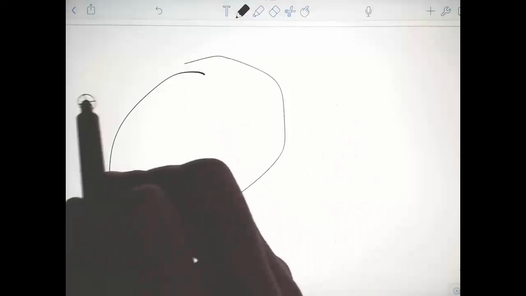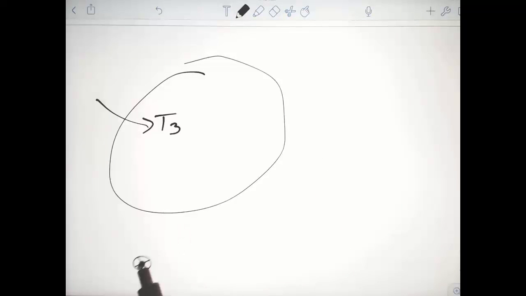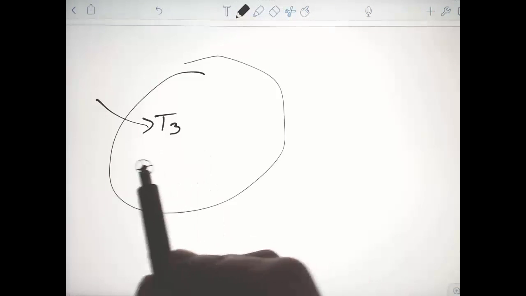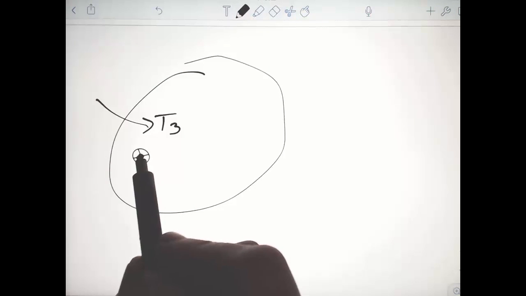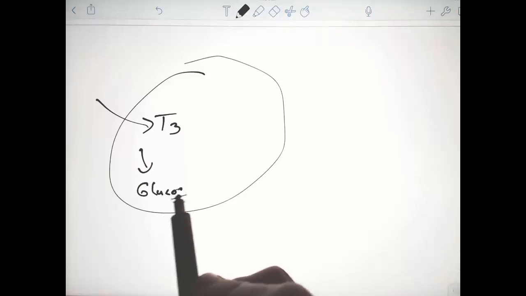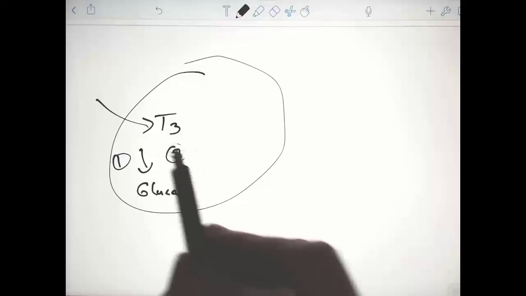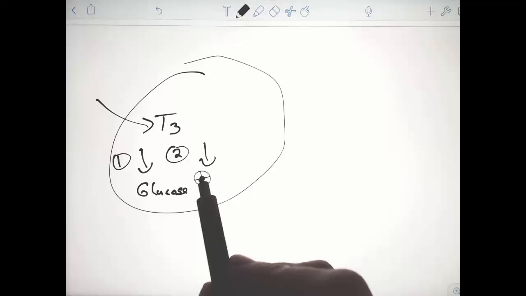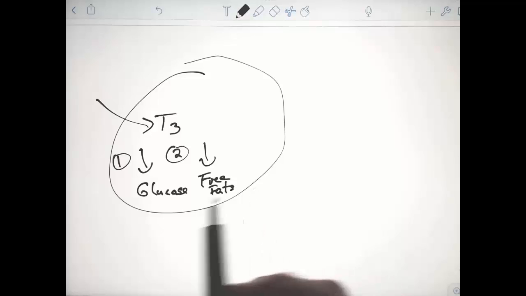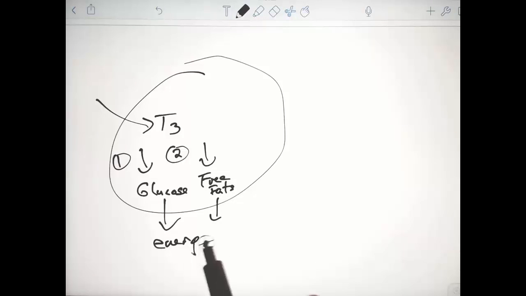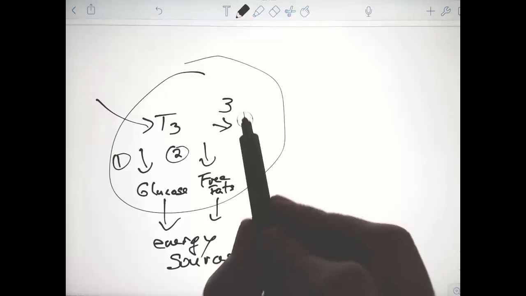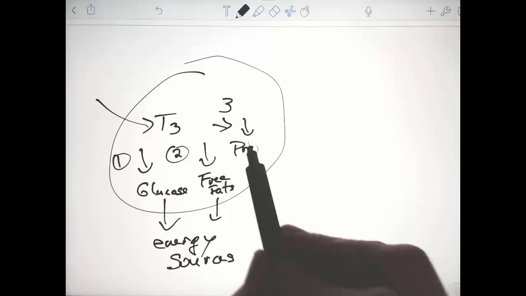The outcome of T3 winds up changing protein production for three major uses. One is that it tends to increase the production of glucose from precursors. Two, it increases the release of free fatty acids from fats, both of which are energy sources for cells. And three, it tends to increase protein synthesis.